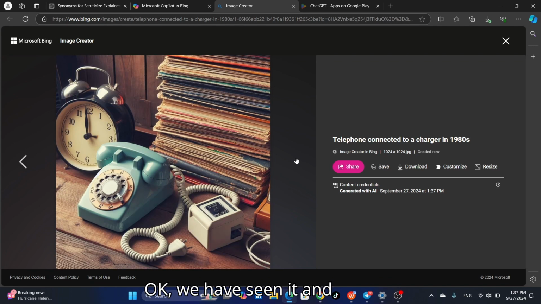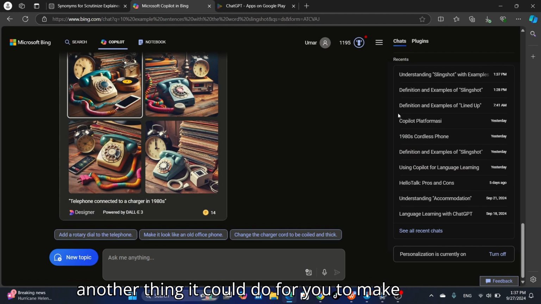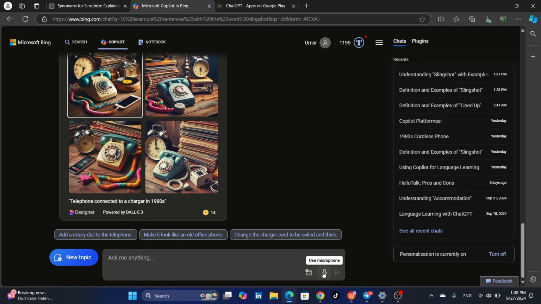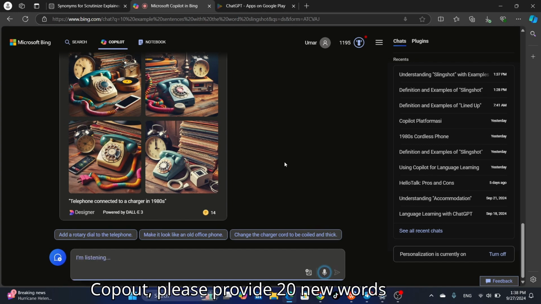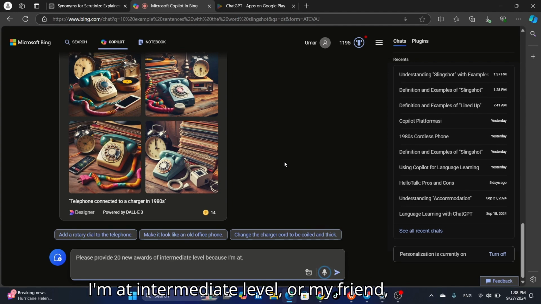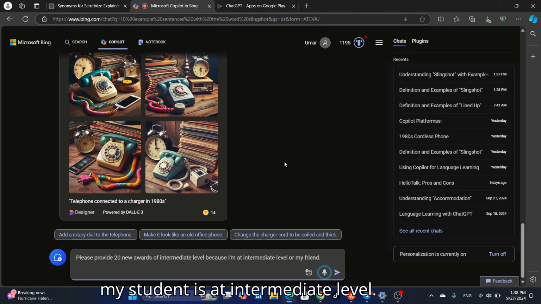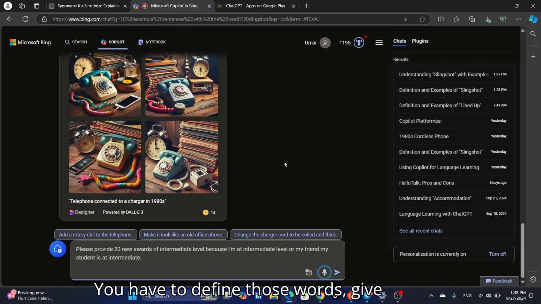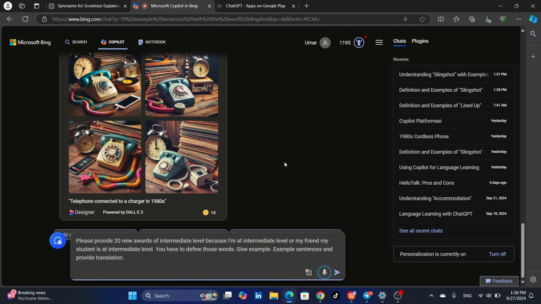Okay, we have seen it. And another thing it could do for you to make the conversation interesting is asking for new vocabulary. Copilot, please provide 20 new words of intermediate level because I'm at intermediate level, or my friend, my student, is at intermediate level. You have to define those words, give example sentences, and provide translation to my mother tongue.